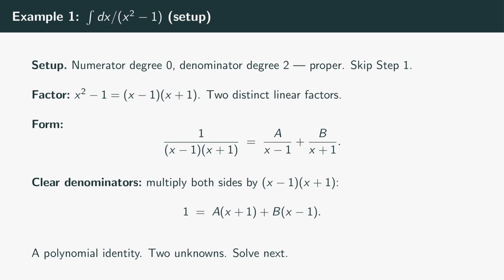Step 3, write the form. Each linear factor gets a single constant over it. So 1 over the quantity x minus 1 times the quantity x plus 1 equals a over the quantity x minus 1 plus b over the quantity x plus 1, where a and b are our two unknowns.